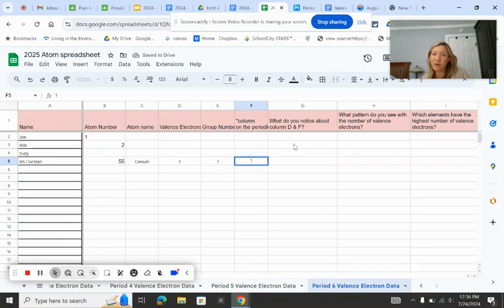Now this question here, what do you notice about column D and F? You won't be able to answer it based off of the information you see right now on the screen. You're going to need to see other people's data. So you're going to have to hold off on answering this one until you see some of column D and some of column F being filled in. And then you can talk about what you notice. Is there a pattern that you see with the number of valence electrons? Again, you can't answer that question until people start to fill in their data.